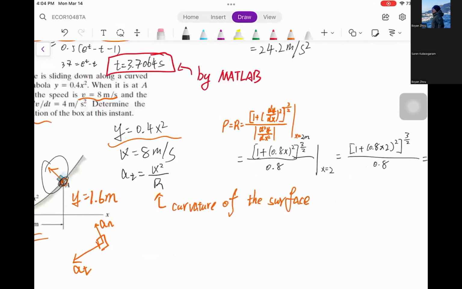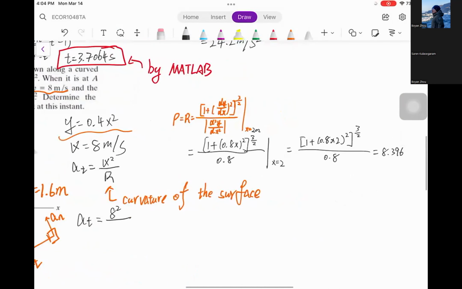So now we can know what the a_n is going to be. That is going to be velocity to the power of 2 over the curvature. The number we found here is 8.396. So the final answer is 7.622 meters per second squared.